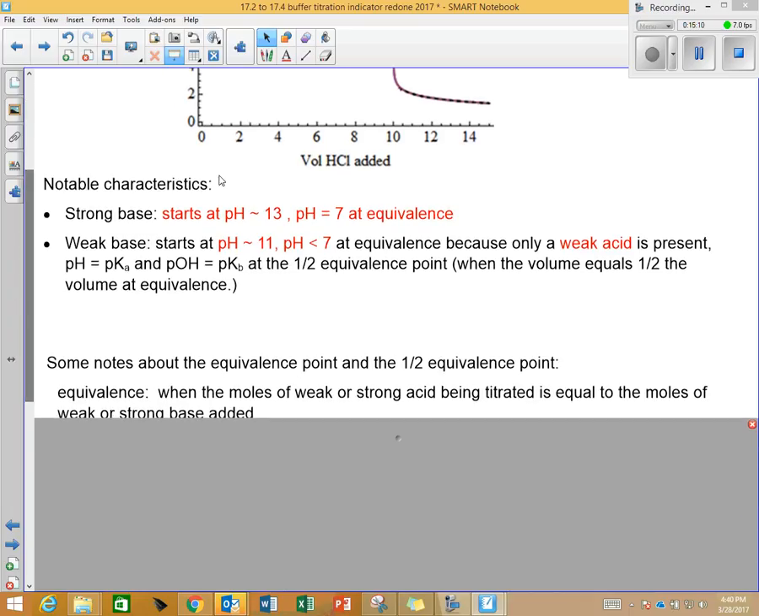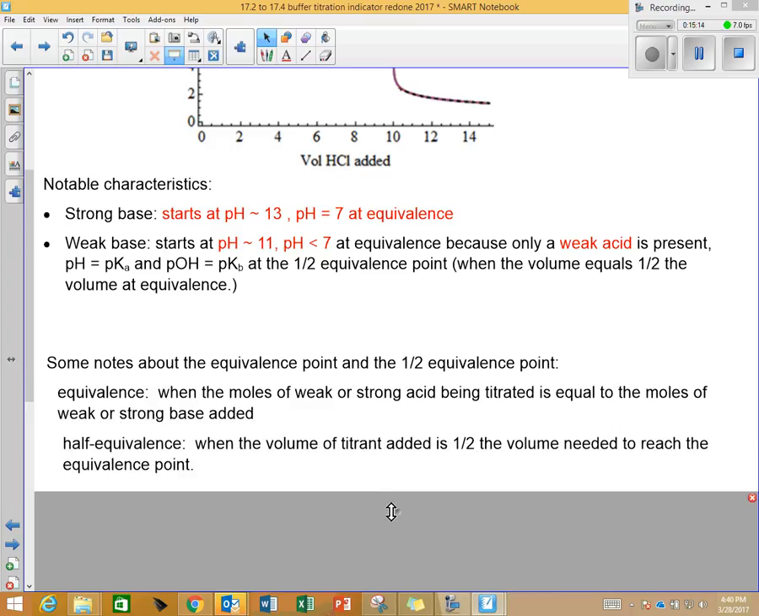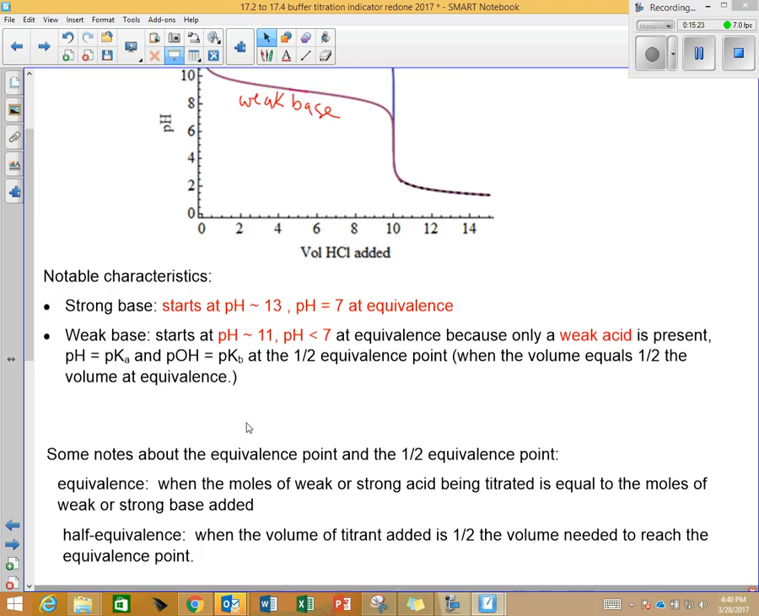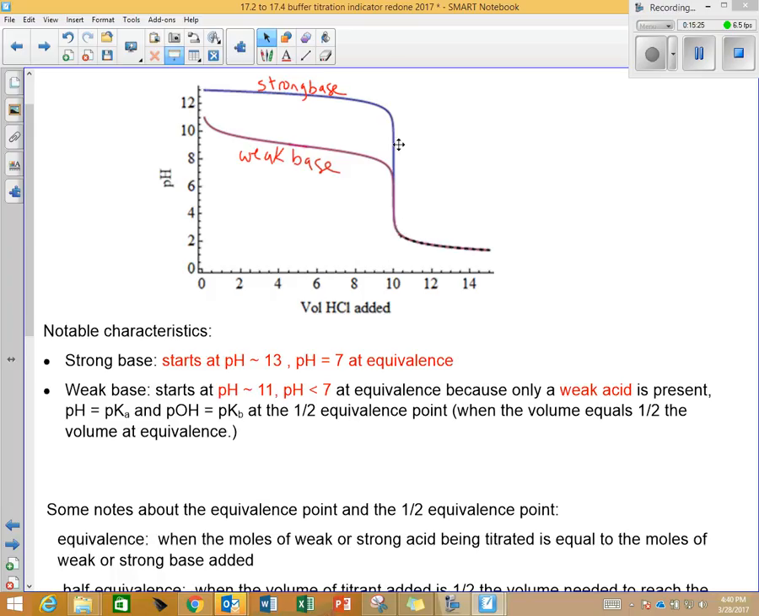Let's find out why these things are true. So, first off, equivalence is when your moles of weak acid or strong acid being titrated is equal to the moles of weak or strong base added, which will occur when the curve suddenly spikes up.